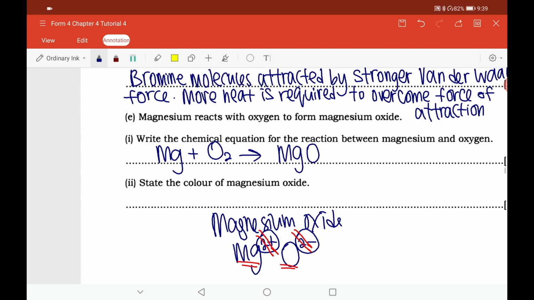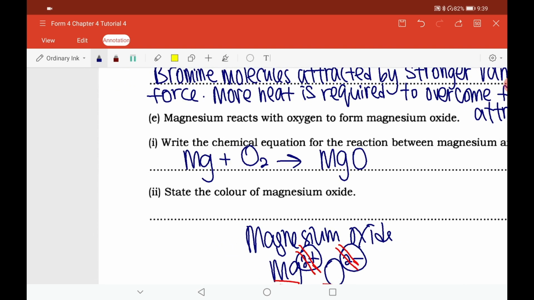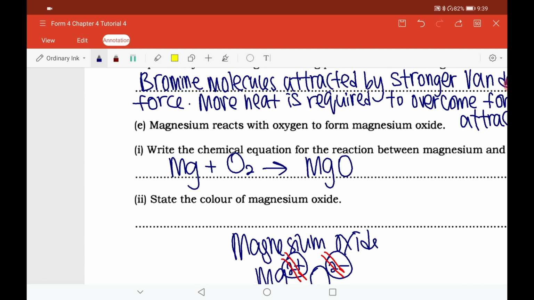Then after that, you must make sure the equation is balanced. So we need to balance the equation. 2 oxygen on the left, 2 oxygen on the right. So when we have 2 magnesium on the left, we put 2 magnesium on the right. Okay, so now this is how we balance the equation.